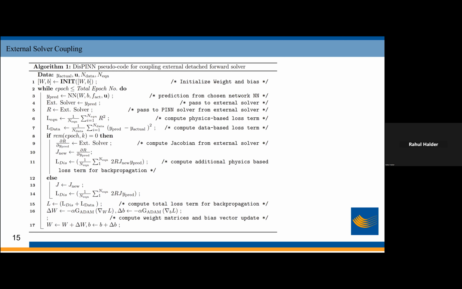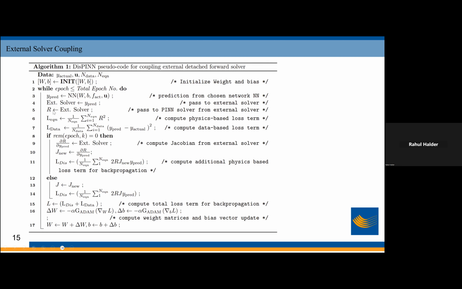So this is the algorithm that we will be following. It's pretty much straightforward, like a normal deep learning network. You start with some benchmark data set. You have some input. You know how many data points you have. You know how many collocation points you will solve your equations at. Then you initiate your weight matrix and bias vector. And then, while the epoch is less than the number of epochs, like in conventional deep learning, you compute the Y predict with the neural network, and then pass it to the external solver. The external solver will compute the physics-based loss term and give it back to PyTorch.